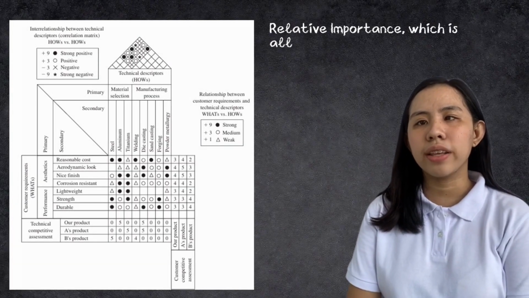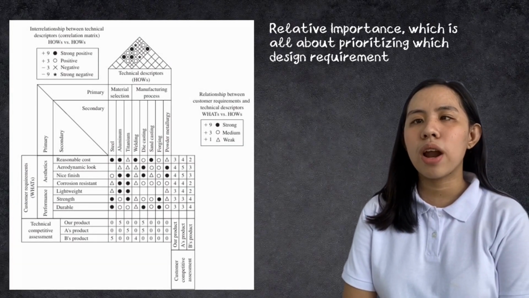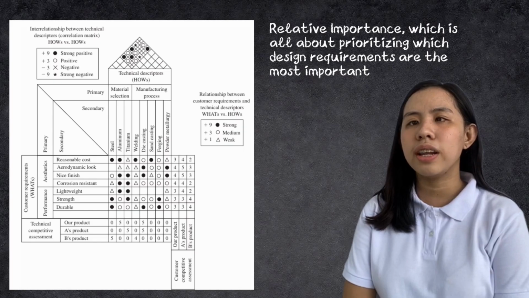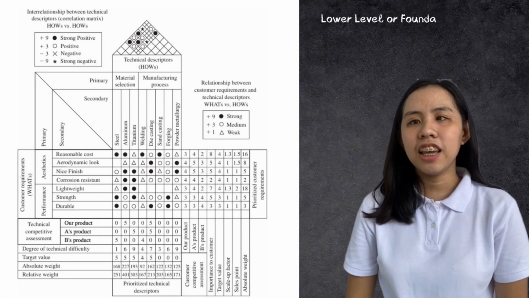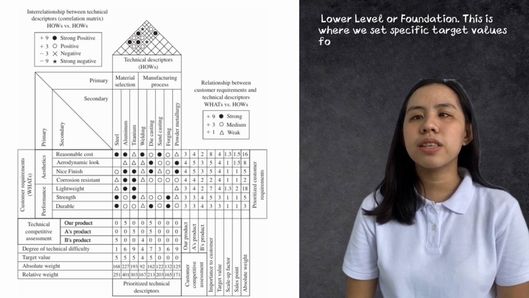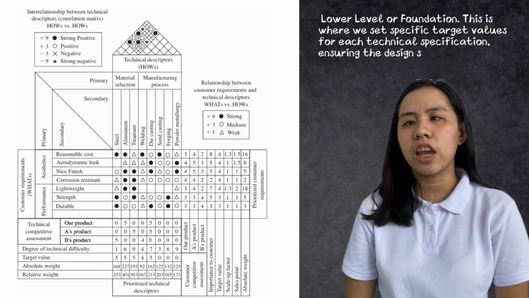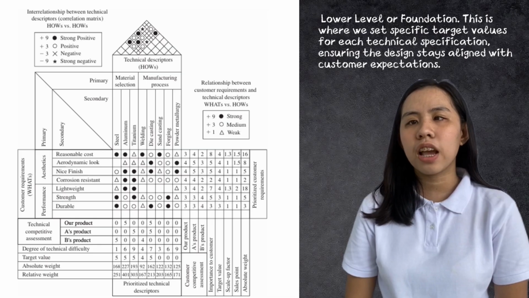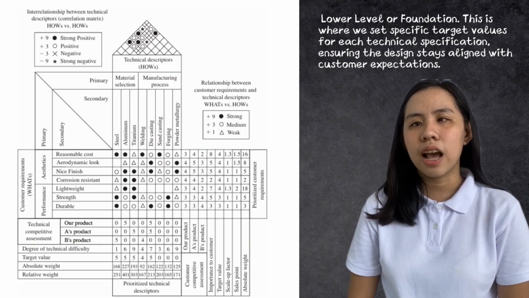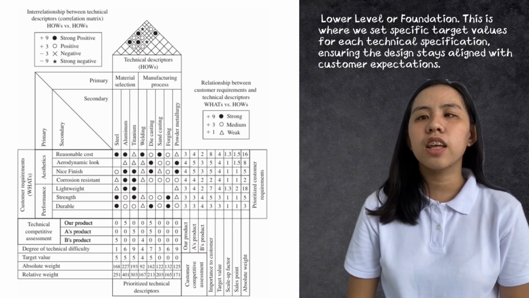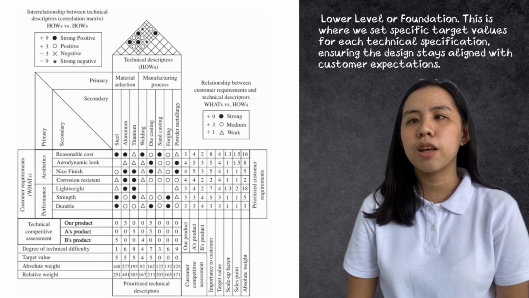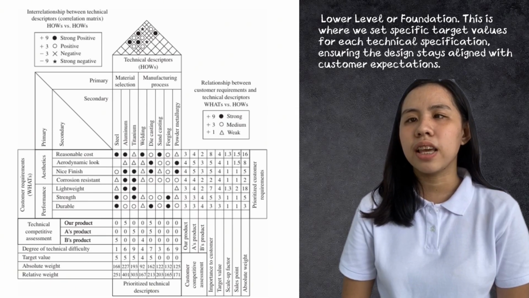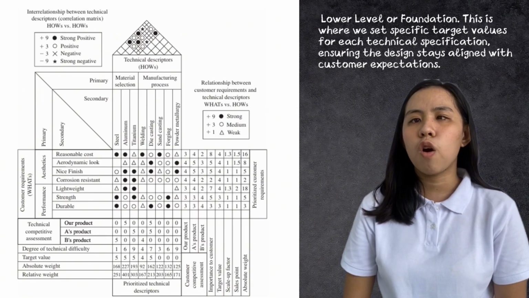After that, we have relative importance, which is all about prioritizing which design requirements are the most important. We calculate this by multiplying each customer requirement's importance factor with its correlation to the technical requirements. Finally, we have the lower level or foundation. This is where we set specific target values for each technical specification, ensuring the design stays aligned with customer expectations. After going through all the previous sections, we now have specific goals to hit. For instance, if lightweight is a priority, we might set a target of using aluminum as the material and die casting as the manufacturing process to meet the requirements. The lower level guides the rest of the development stages, making sure that everything aligns with what the customer really wants.